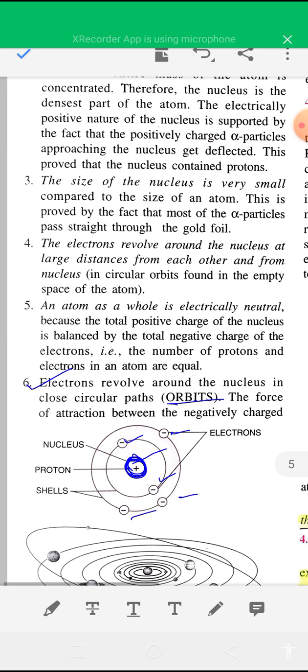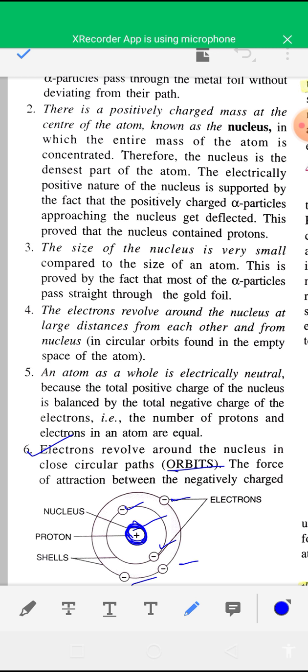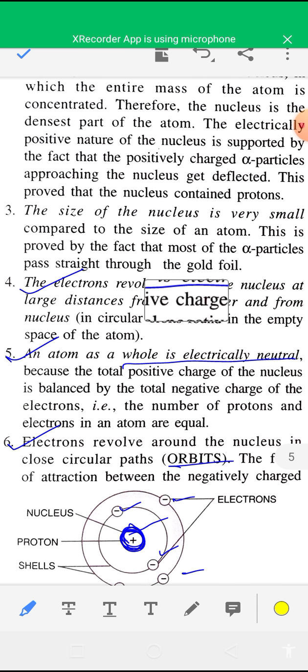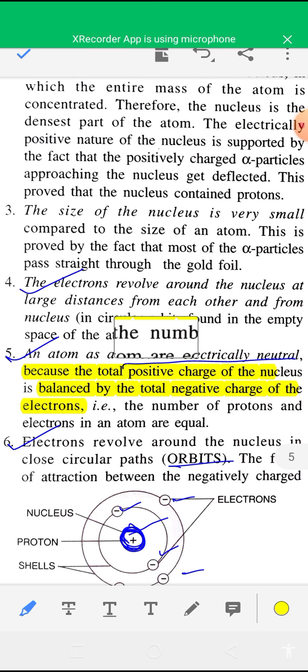This is the atomic model of Rutherford, and maximum space in an atom is empty. Electrons revolve around the nucleus at a large distance from each other and from the nucleus. According to the Rutherford atomic model, an atom as a whole is electrically neutral. This is because the total positive charge in the nucleus is balanced by the total negative charge of the electrons. That is, the number of protons and the number of electrons in an atom are equal.